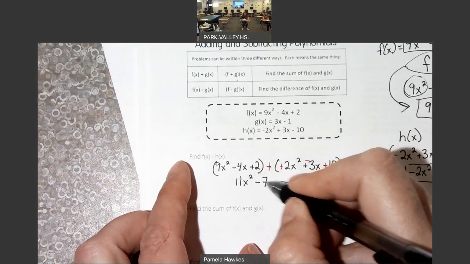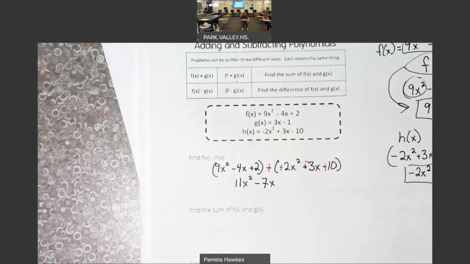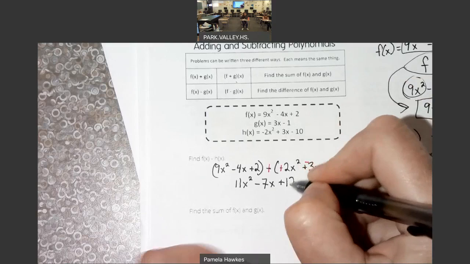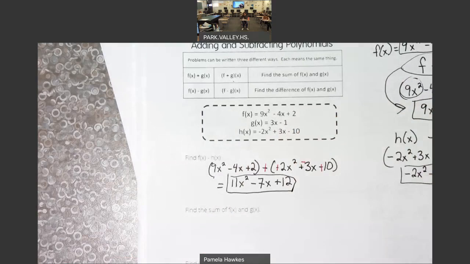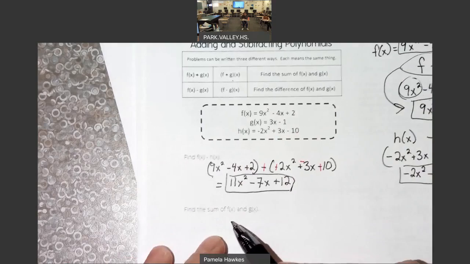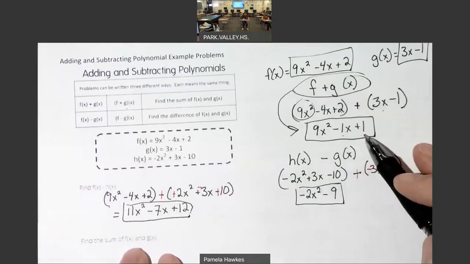Minus 7x, good. And plus 12. And there's your answer. Okay? We already did the sum of f and g. We did that one up here, so we're not going to do it again.